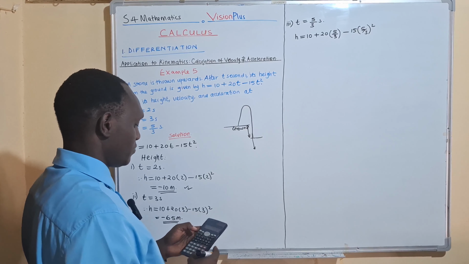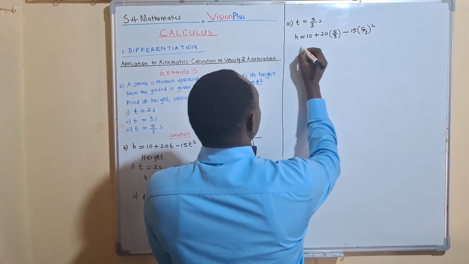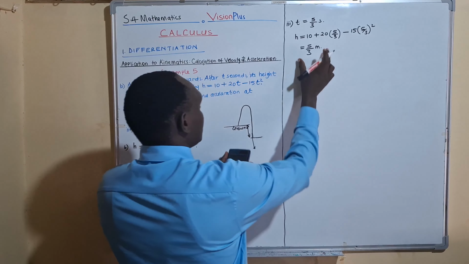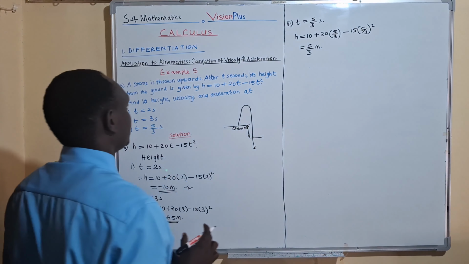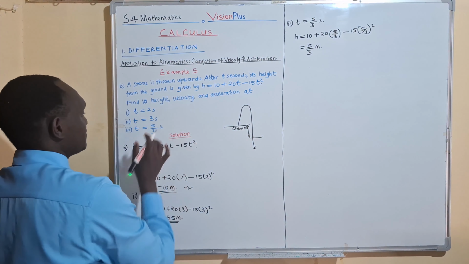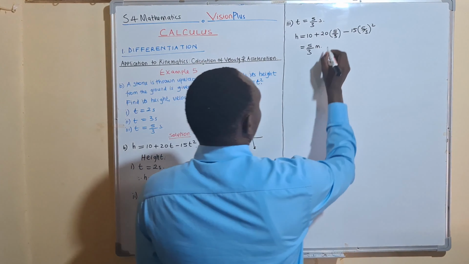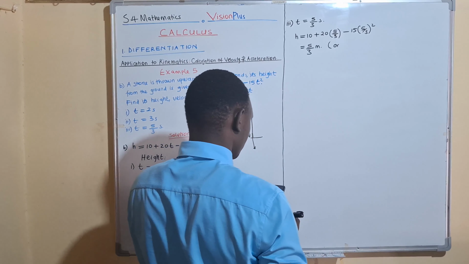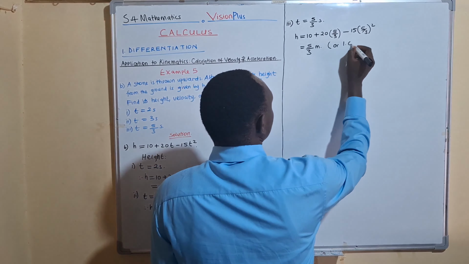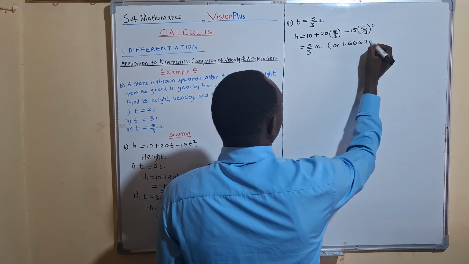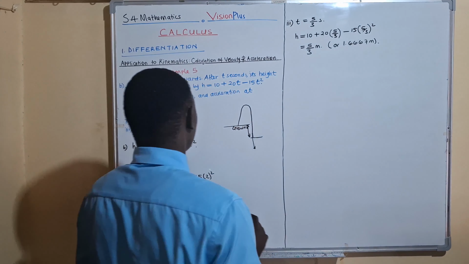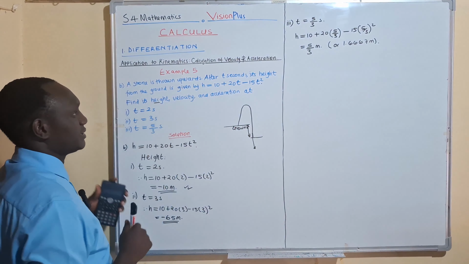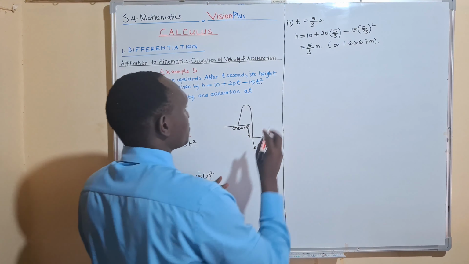I'm getting 5 over 3 meters. So this is the height of the particle when the time is 5 over 3 seconds. Or you can convert it to decimal, which is 1.6667 meters, and we leave that. So we have done the calculation for height at all the given times. Now let us go to velocity.